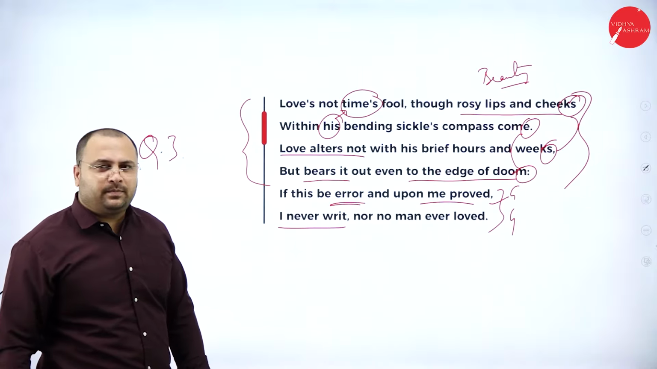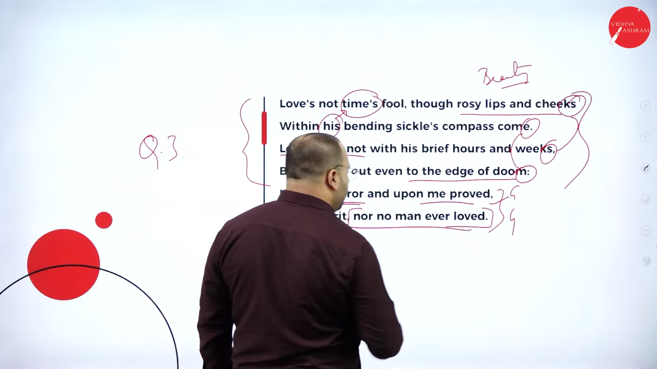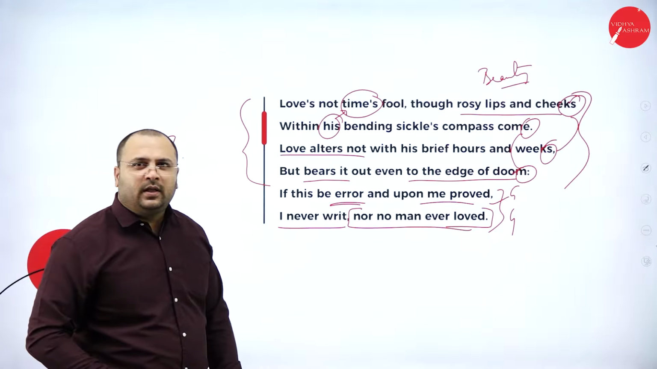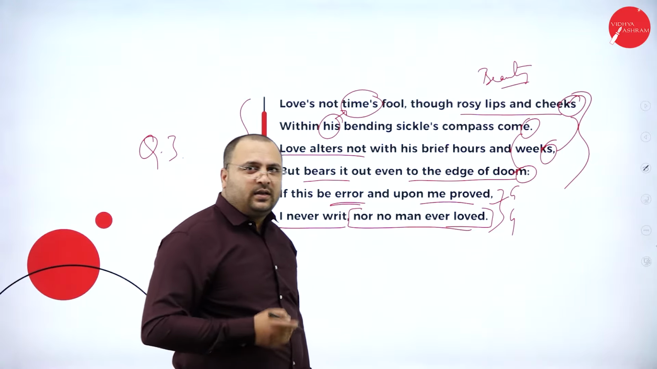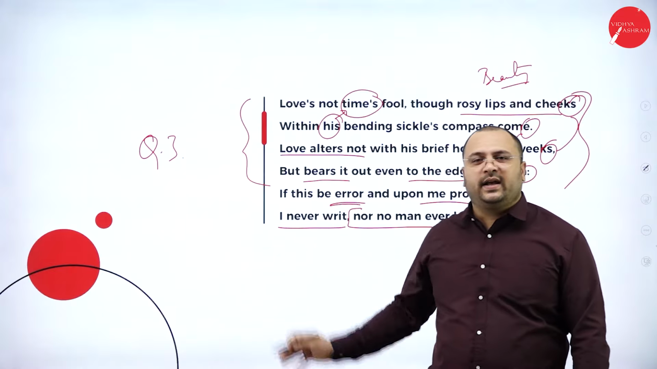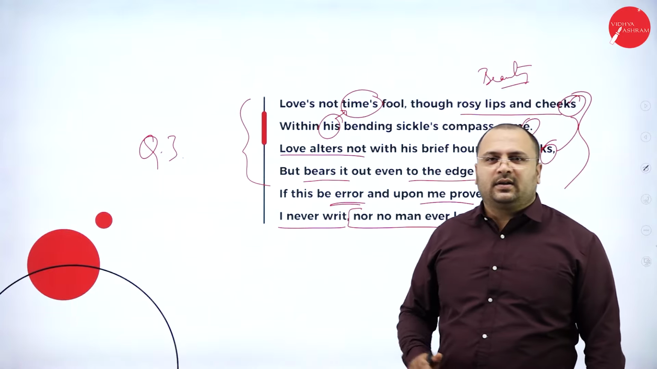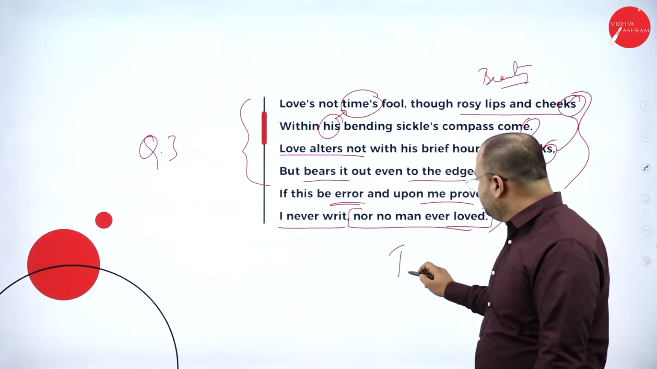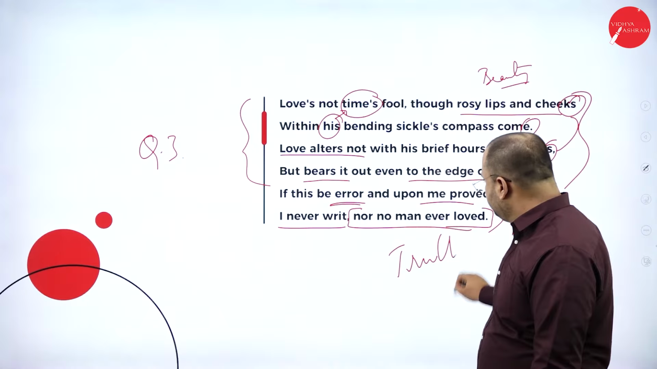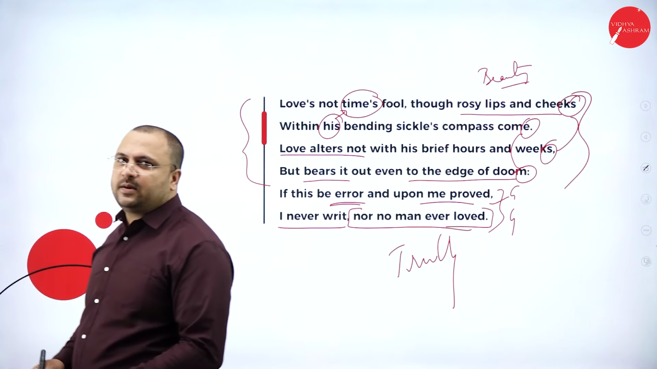You can forget this poem. And also he says something very important. "Nor no man ever loved." If all the things which I have said is proved wrong, that means till this day or till this date, no man or any human being has ever loved truly. So this is what William Shakespeare talks in his 116th poem.